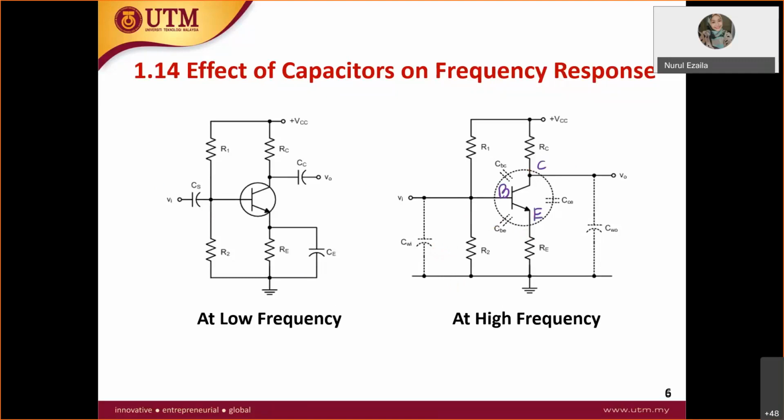So from the base to emitter junction, you have internal capacitance CBE. From base to collector, you have internal capacitance CBC. From collector to emitter, you have internal capacitance CCE. And then at the output, the wiring capacitance, because when you build the circuit on the breadboard and everything.